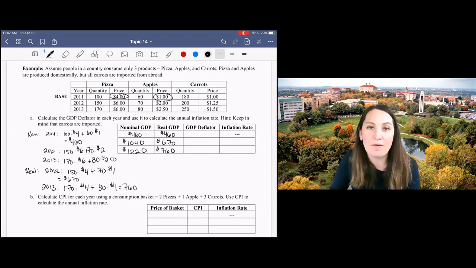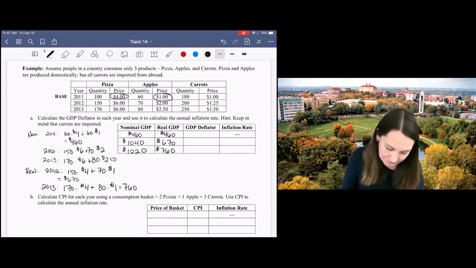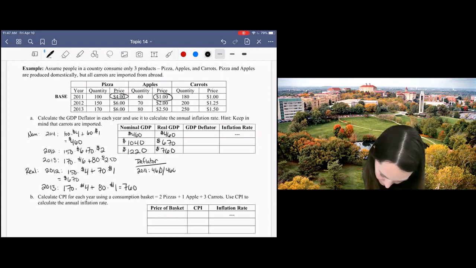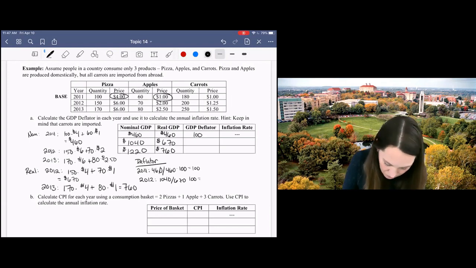All right, so now we've calculated nominal and real GDP. We're ready to calculate the GDP deflator, which will be nominal divided by real times 100. And in our base year, that's always going to be equal to 100 by definition. So nominal over real times 100, that's 155.2.